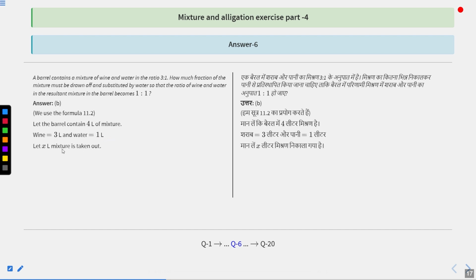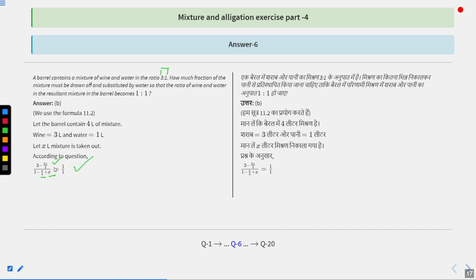Clear? So x liter of mixture is taken out. We can let x liter of mixture be taken out and we add x liter of water. So the wine will become 3 minus 3 by 4 of x, because when we take out the mixture in the ratio 3:1, the mixture is taken out in this ratio 3:1. So 3 by 4 of x will be taken out from the wine and 1 by 4 of x will be taken out from the water, but we add water. How much? x liter. So the ratio will be 1:1.